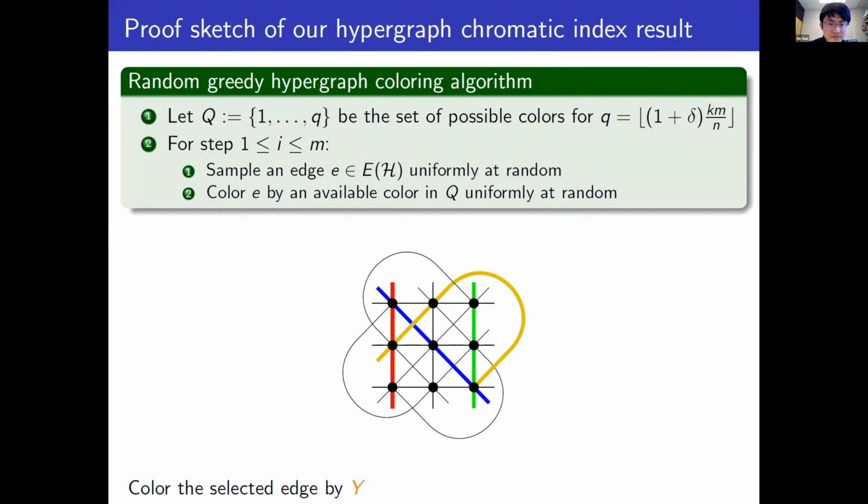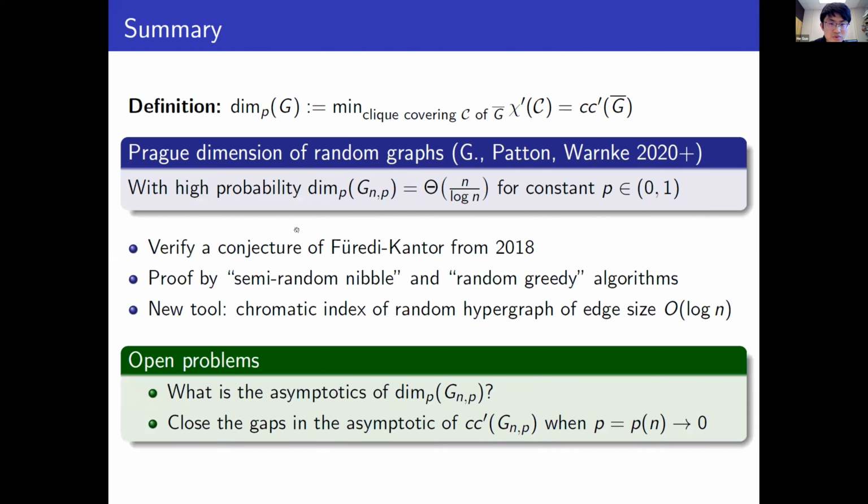So as a summary, we prove that with high probability, the Prague dimension has order of magnitude n over log n for all constant p. So that verifies a conjecture by Fox, Cooper, and Conlon. And our proof contains two parts. The first part is we use a semi-random algorithm to find a clique covering, as Keevash has talked about. And then we use a random greedy algorithm to color the cliques in each collection.